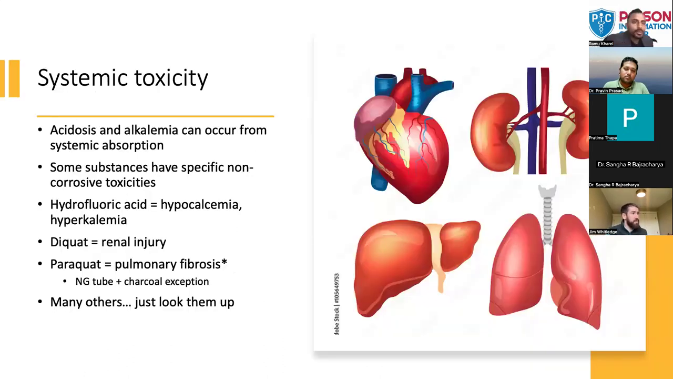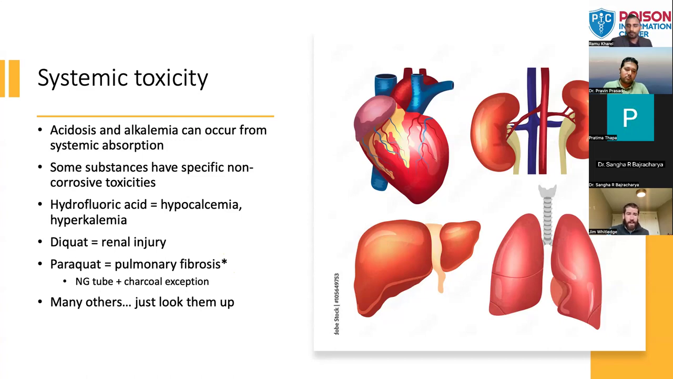Systemic toxicity, I mentioned before, you can definitely see acidosis and alkalemia from systemic absorption of caustic substances. And then you don't have to memorize these, but it's worth remembering that some substances which are caustic are going to have specific non-corrosive toxicities. So, for example, hydrofluoric acid may cause hypocalcemia, it may cause hyperkalemia. Diquat, which is a very effective, cheap herbicide, may cause renal injury. Paraquat, another very effective, cheap herbicide, which I talked about before, can cause horrible pulmonary fibrosis.